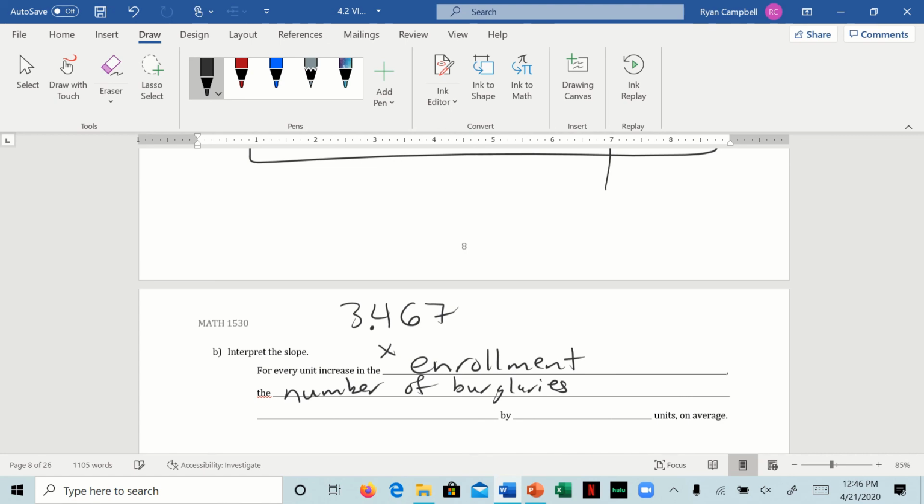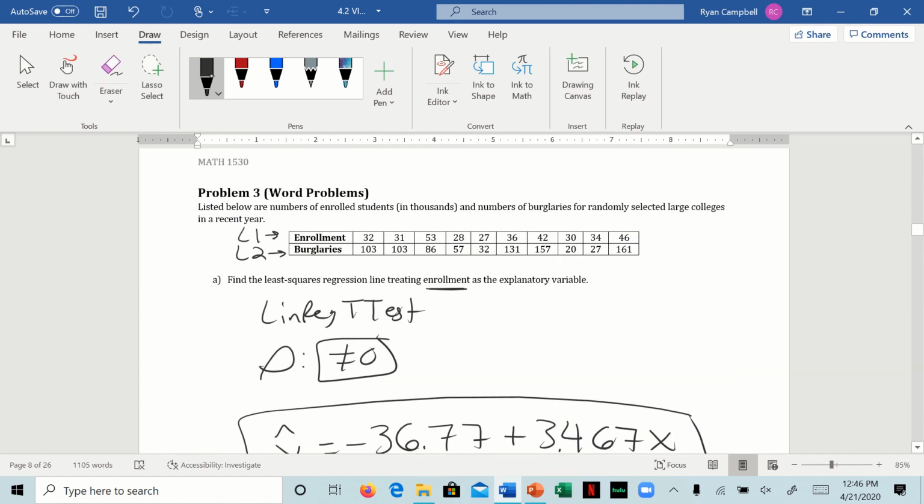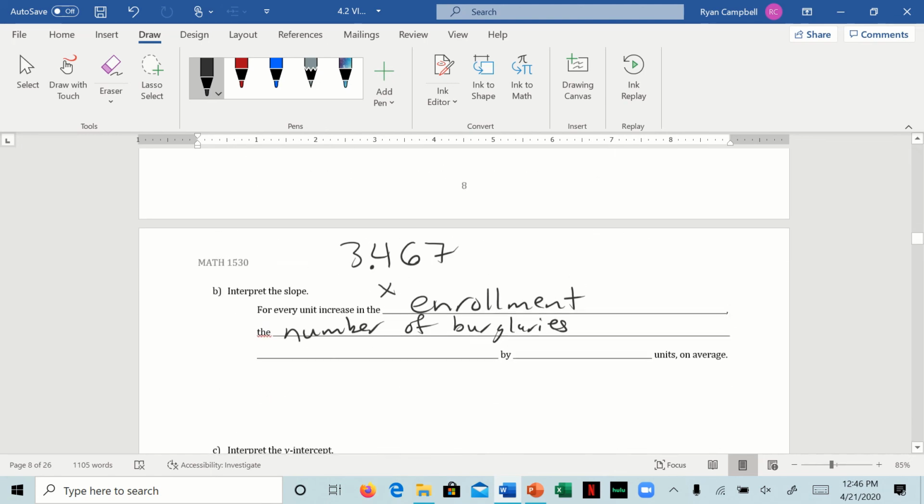right? Because x is your explanatory variable, that's enrollment. Y is your response variable, which are burglaries. Well, this is positive, so increase or decrease. It increases by about 3. So we can say 3.467. It's fine. It'll either tell you to round or it won't.